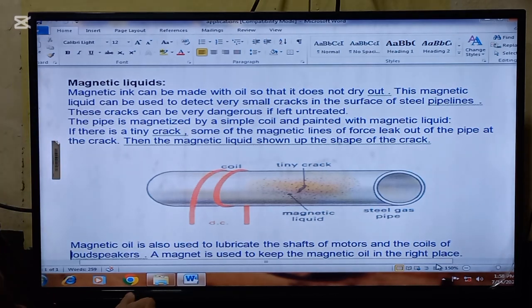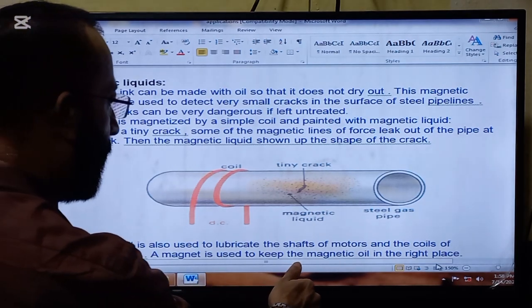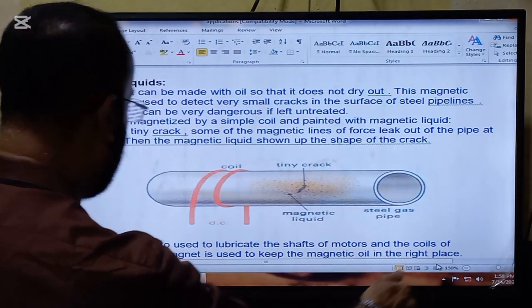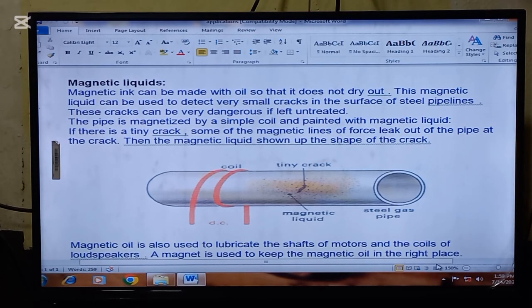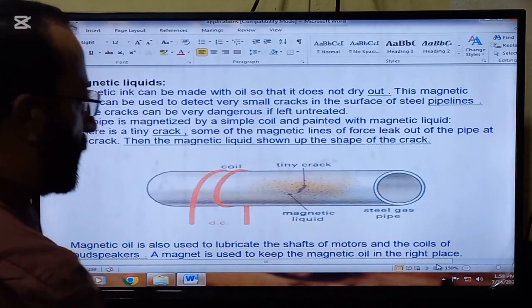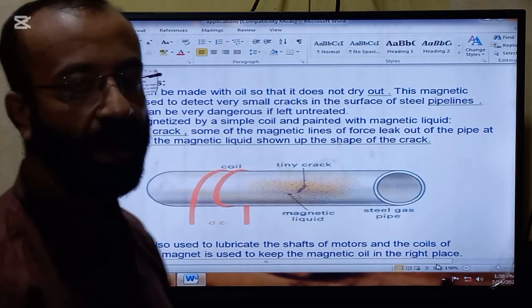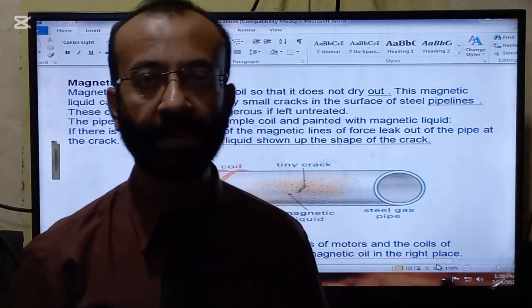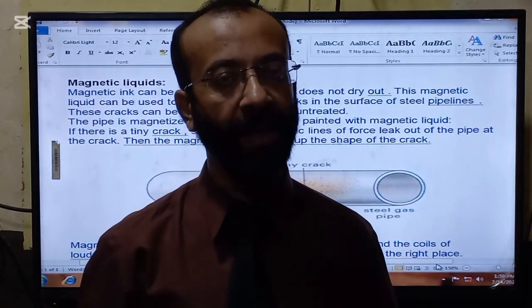Magnetic oil is also used to lubricate the shafts of the motors and the coils of the loudspeakers. A magnet is used to keep the magnetic oil in the right place. So these are some of the important uses of the magnets in our daily life.